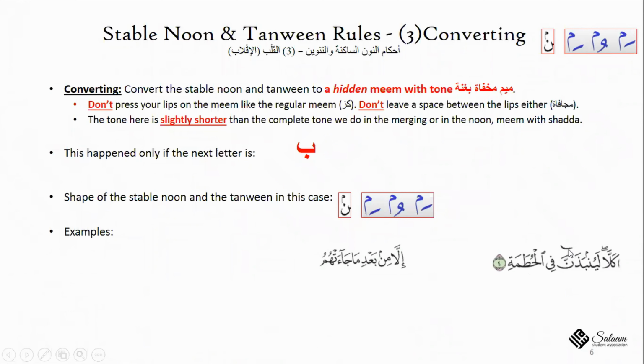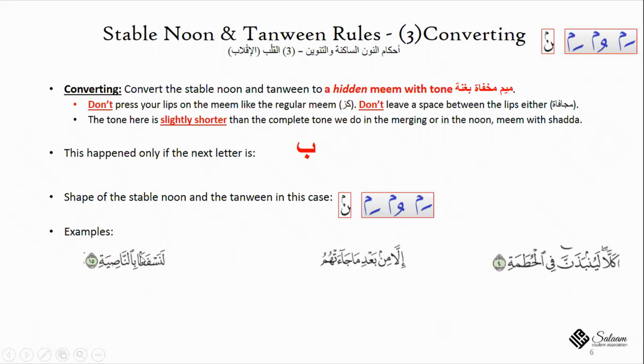Here is the complete one. The most complete ghunnah that you can do to a letter is noon with shadda, meme with shadda, and merging. But here, because this is a hidden one, not merging, this will have a slightly shorter ghunnah. This one must be longer. The ghunnah must be longer.